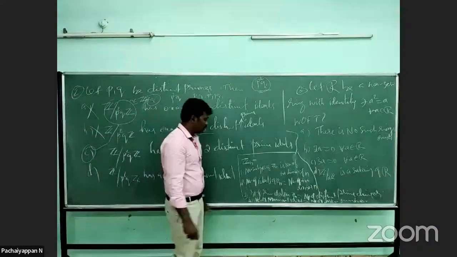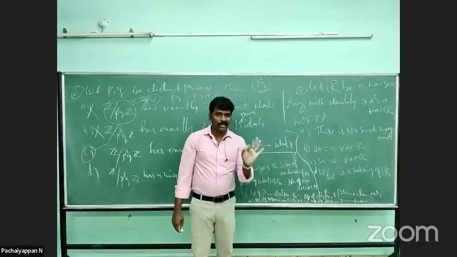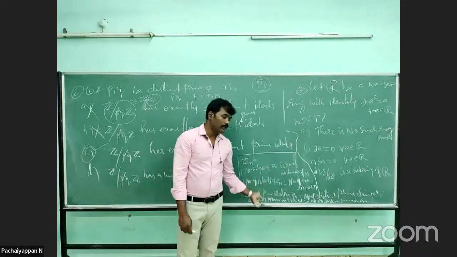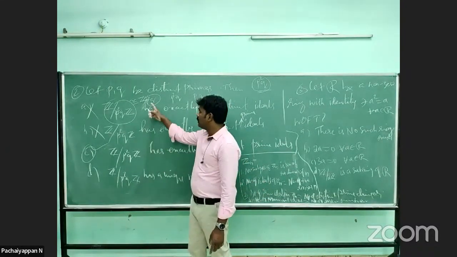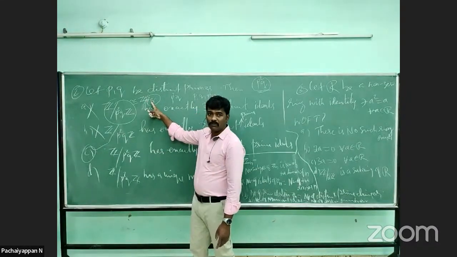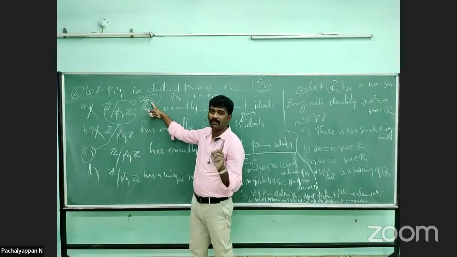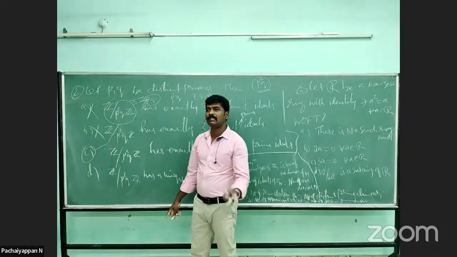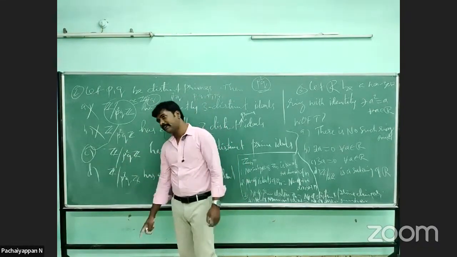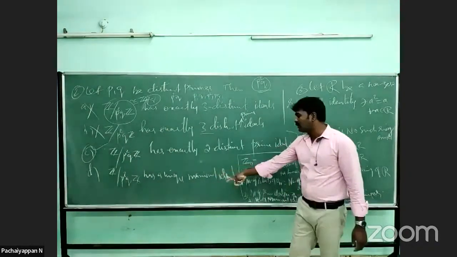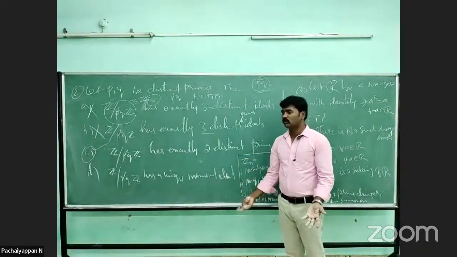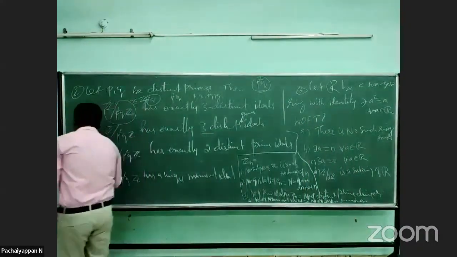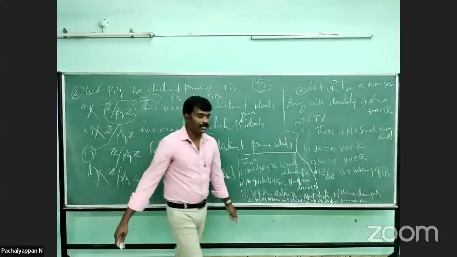Option D says it has a unique maximal ideal. Here, in a finite commutative ring with unity, prime ideals imply maximal ideals. Z_{P square Q} is a finite commutative ring with unity, so the number of prime ideals equals the number of maximal ideals. Here the number of prime ideals is 2, therefore the number of maximal ideals is 2. But the option says the maximal ideal is unique. So option D is false. Okay. Is there any question?